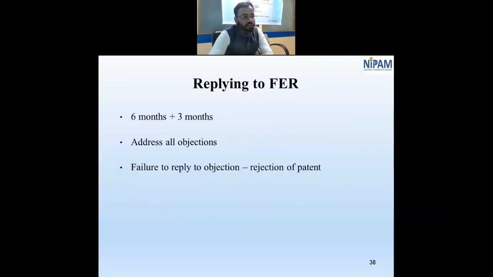Once you receive the first examination report, it is your responsibility to reply to it within 6 months. In certain cases, a 3 months time extension is also given, but you have to pay extra fees for that. You have to reply to all the objections raised in the first examination report. Failure to reply to those objections could lead to rejection of the application.